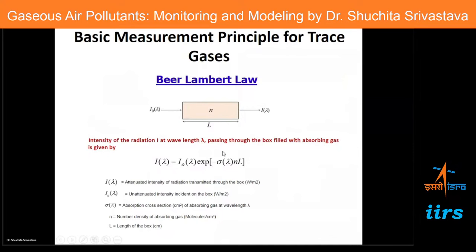Sigma is the intrinsic property of the absorbing gas. Every gas absorbs some specific wavelength, right? So every gas will not absorb all the wavelengths simultaneously. Some gases like ozone absorb at 9.6 micrometers. CO2 absorbs at 15 micrometers. So every gas has some specific absorption characteristics, dependent on the wavelength lambda, and that intrinsic property is called the absorption cross section of the absorbing gas at wavelength lambda. Right? So this relationship is called the Beer-Lambert law.